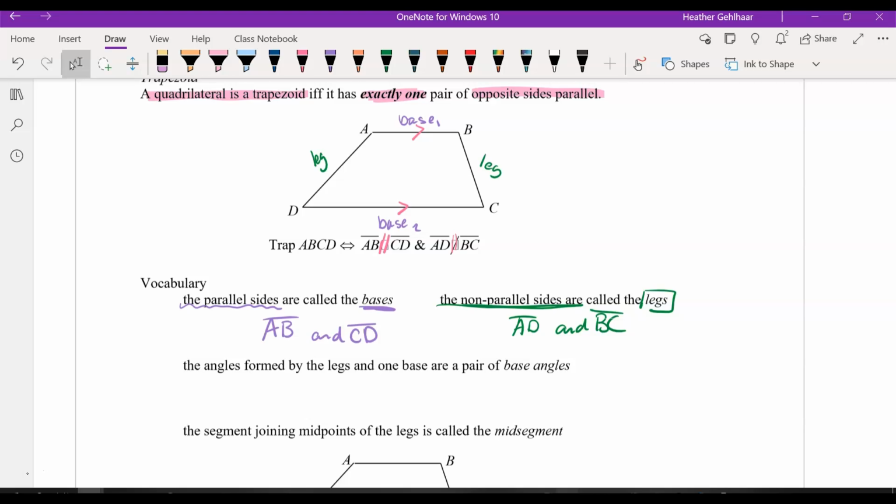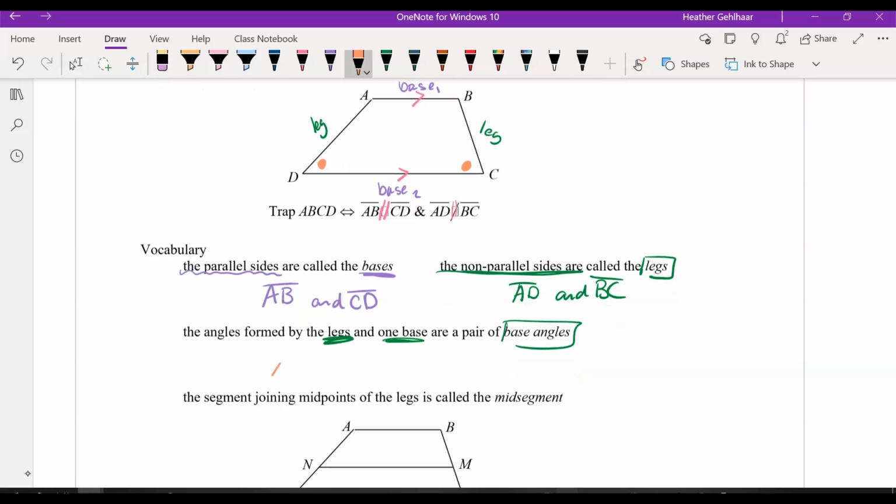Now, angles formed by a leg and a base are called base angles. I'm just going to put a dot here. So angle D and angle C are base angles. And then we also have angle A and angle B, and I'm going to put a star here. These angles are not congruent to each other. We will learn things about them, but we know they're not congruent. We just know they're base angles.